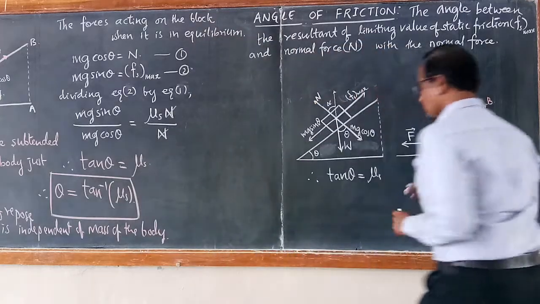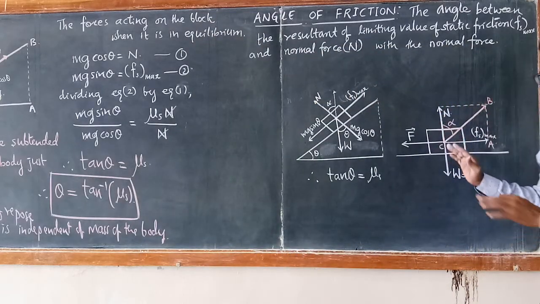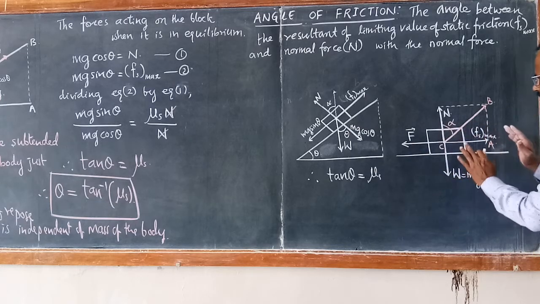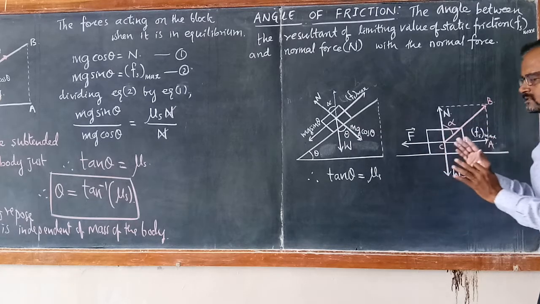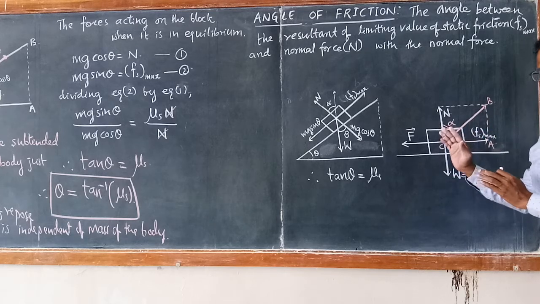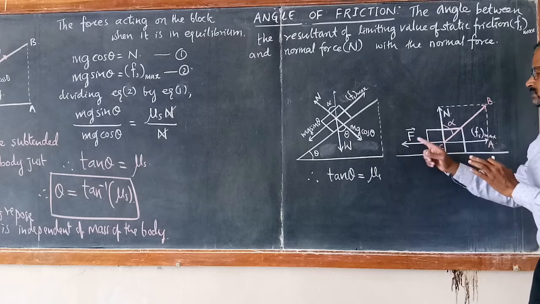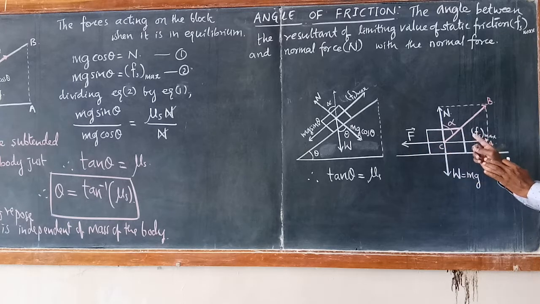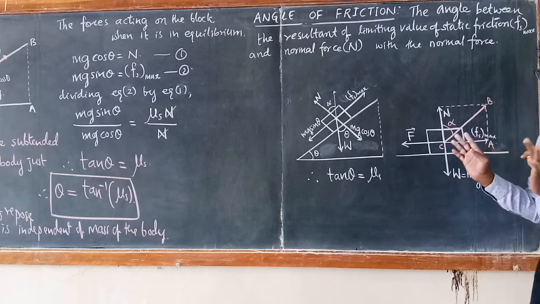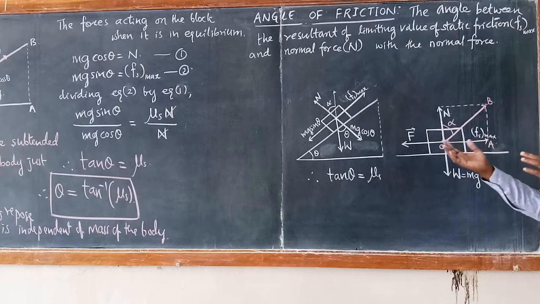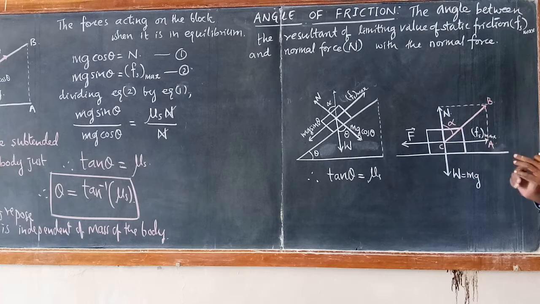So refer to this diagram. Suppose we are applying a force on this block so that the block is still at rest. At one high value of applied force, the block just starts sliding. That applied force must be greater than or equal to Fs max, the limiting value of static friction. So the limiting value of static friction is in the opposite direction. This is the value of Fs max.